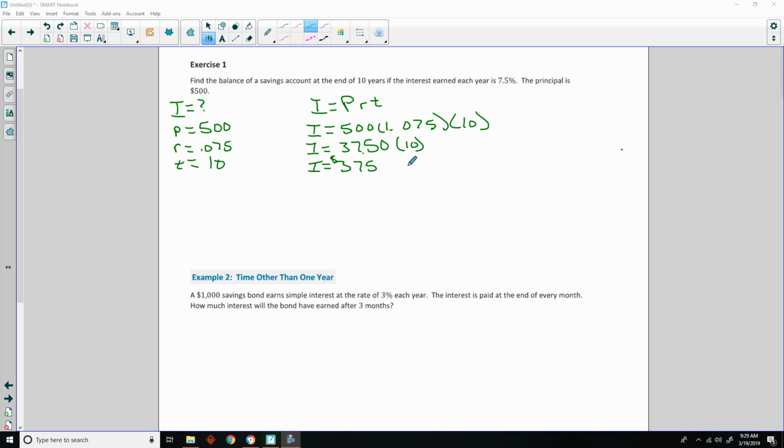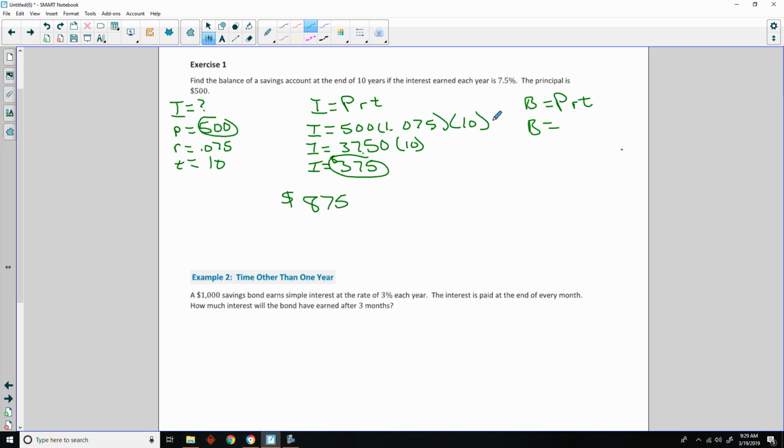So if they ask what the balance is at the end of the year, we can take the principal plus the interest and get $875. But if I just did that here, I'll just show you that one more time. If we had I equals PRT and let's call it B, ending balance, B would equal the principal plus this, the principal plus our interest rate.